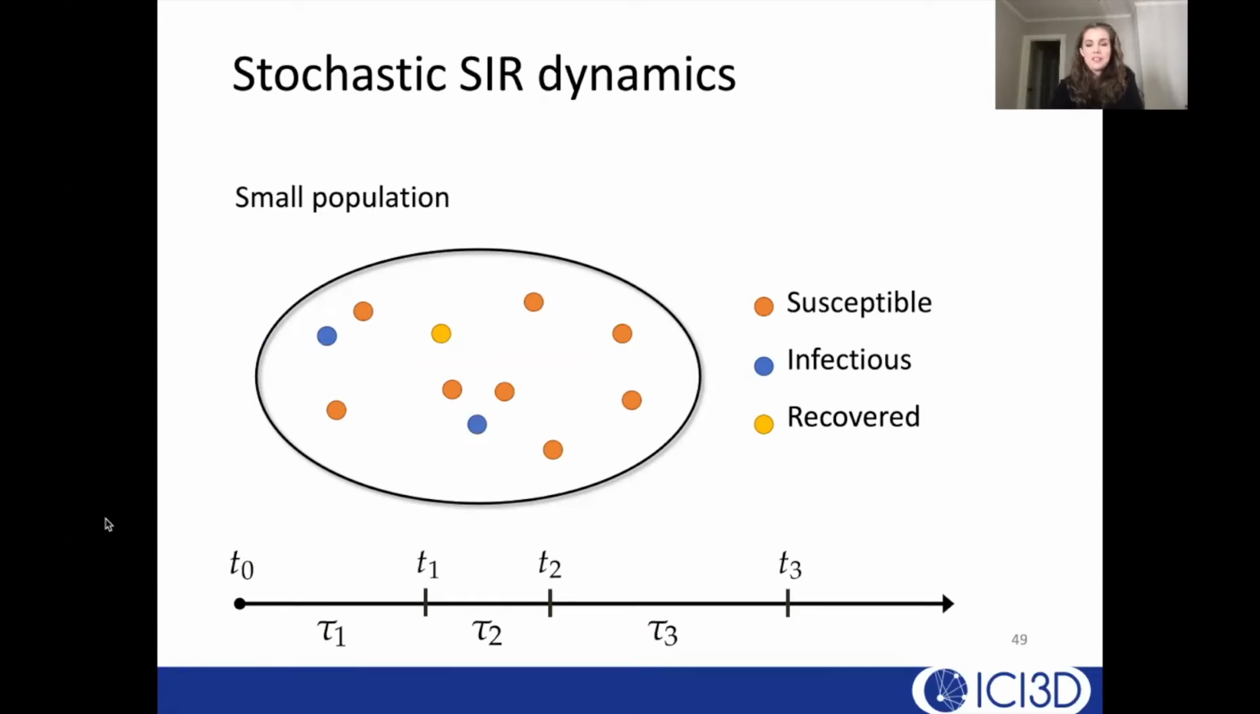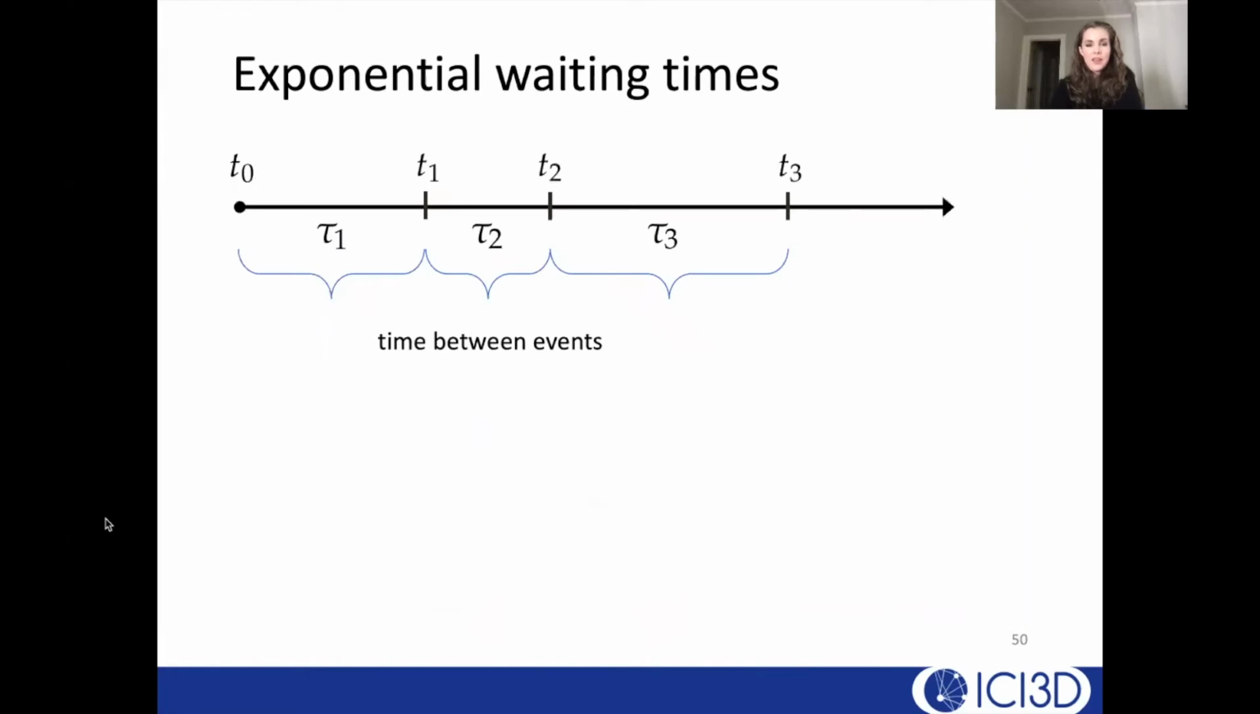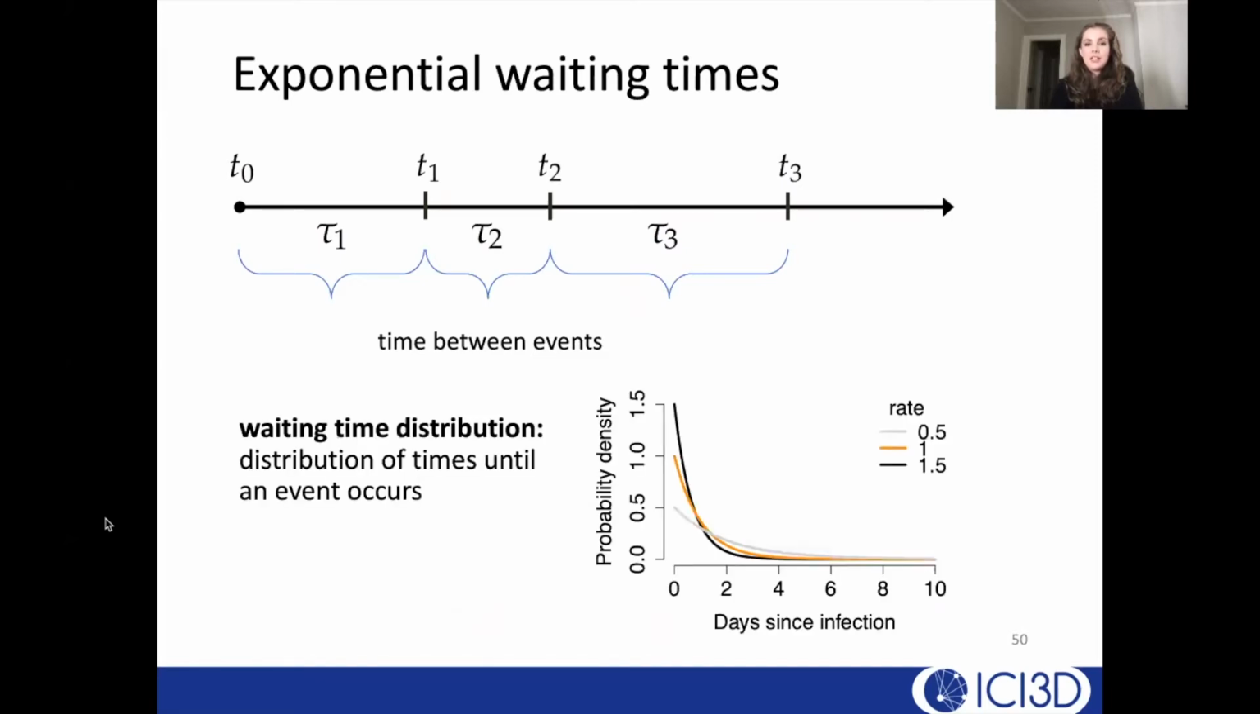So this is an example of the Gillespie algorithm, but how do we get these times between events? And the events for that matter. But to start with the time between events, these tau are exponential waiting times in this case, and they're drawn from an exponential waiting time distribution. So a waiting time distribution is the distribution of times until an event occurs.